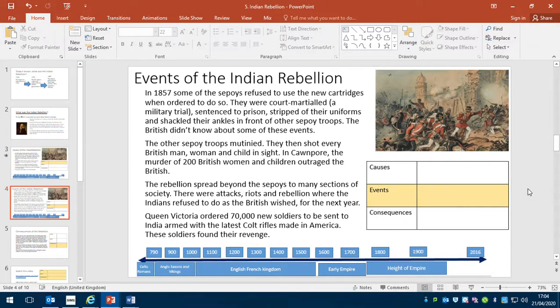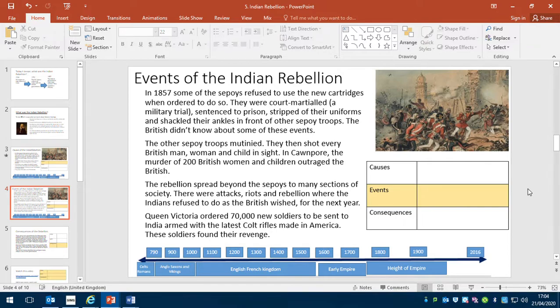So what happens is they were court-martialed, and what that means is they were essentially put in detention by the army. And court-martial means that you're taken in front of a court. You could be sentenced to prison, you could be stripped of your uniform, and you could be shackled at the ankles, handcuffs around your ankles. Or, if it was really bad, you could be executed. All right, so this was hidden from some British people. They didn't really see what was going on here. Now, what happened was the first rebellion, where they refused to use their cartridges, that inspired other rebellions.